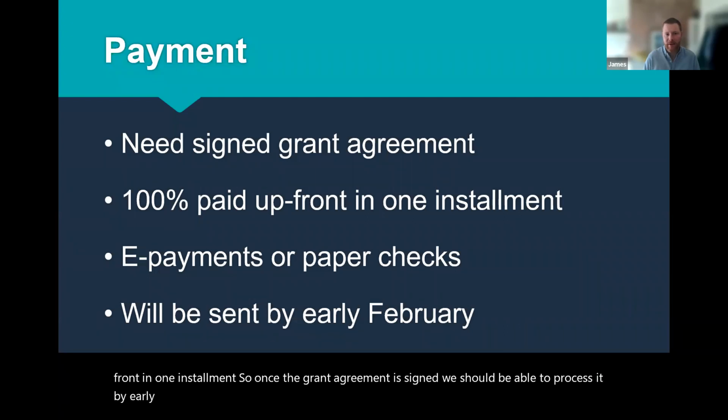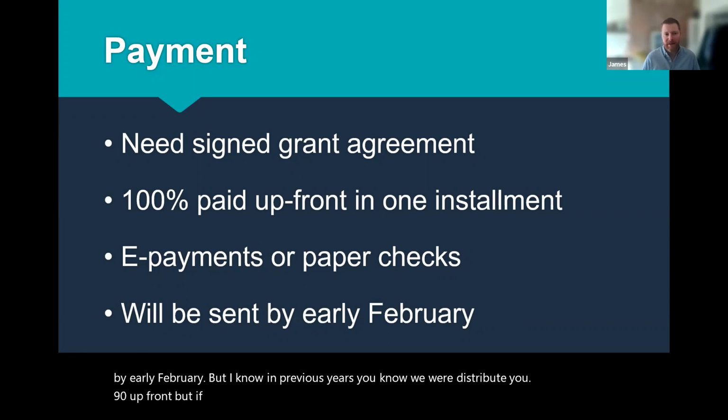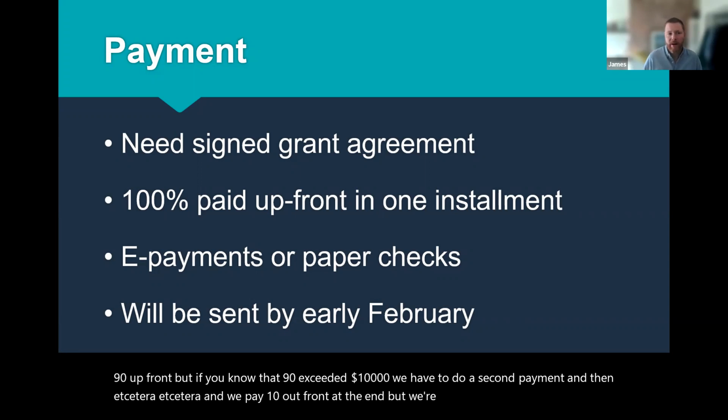But I know in previous years, we would distribute 90% up front, but if that 90% exceeded $10,000, we had to do a second payment, and so on, and we would pay the final 10% at the end. But we're going to be paying 100% of the award up front in one installment.